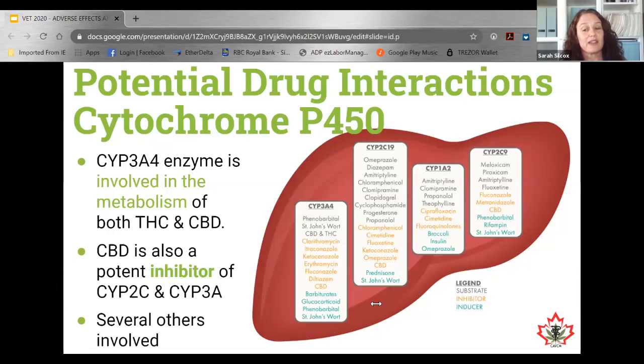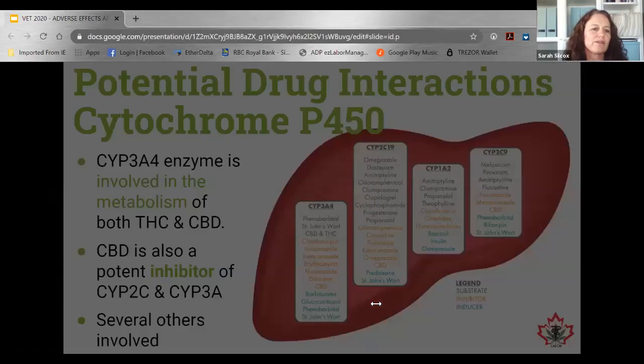And we touched on that in Dr. Kolfa's presentation earlier this morning. So again, these are mostly theoretical interactions. Clinically, a lot of the effects haven't been seen, but we do need to be aware of them.